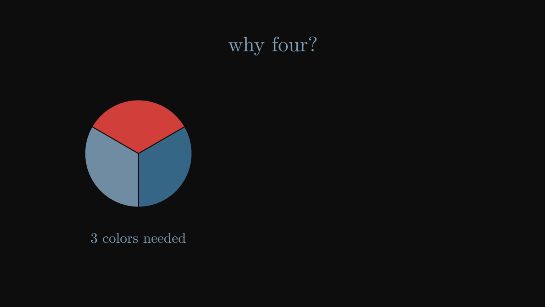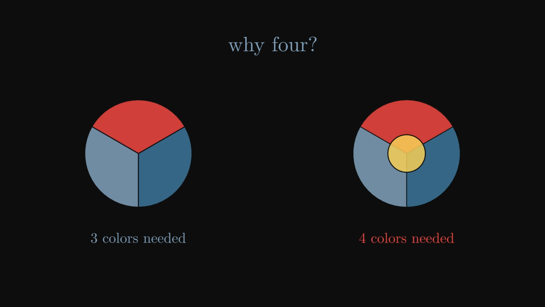3 colors is also not enough. The classic counterexample is 4 regions arranged in a wheel, where one central region is surrounded by 3 regions that each touch the center and each other. The central region needs a color different from all 3 outer regions. The 3 outer regions each need different colors from each other. That requires 4 colors. So 4 is the floor. Some maps require 4. The question is whether 4 is also the ceiling.